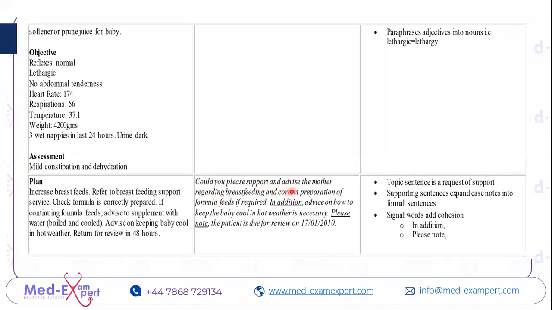Could you please support and advise the mother regarding the breastfeeding and correct preparation of formula feeds if required? Could you please: could you is used for requesting the person. So never use should in your letter, especially in your conclusion. Could you please do this? It would be appreciated if you do this. So would and could are used for the requesting part. In addition, please note, these kinds of words are to be used.